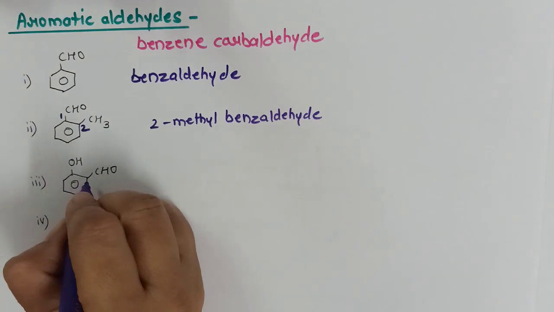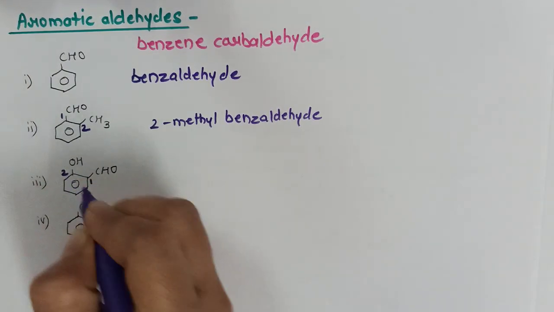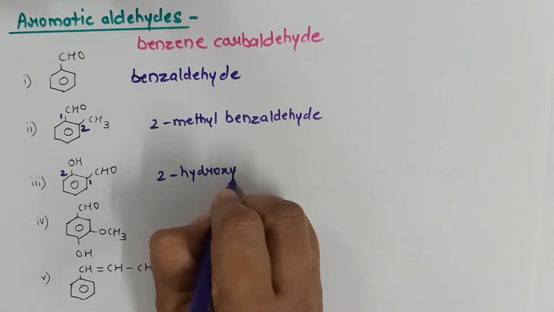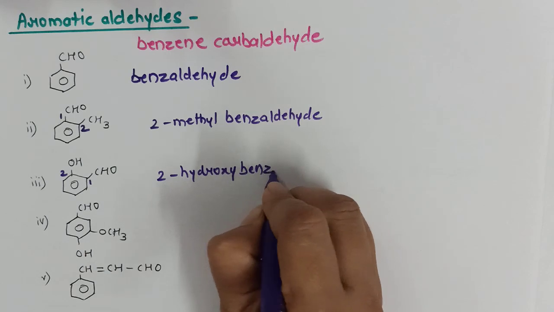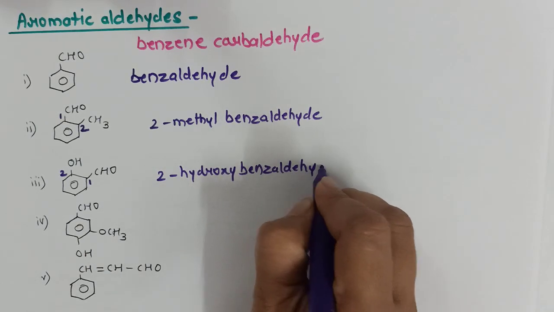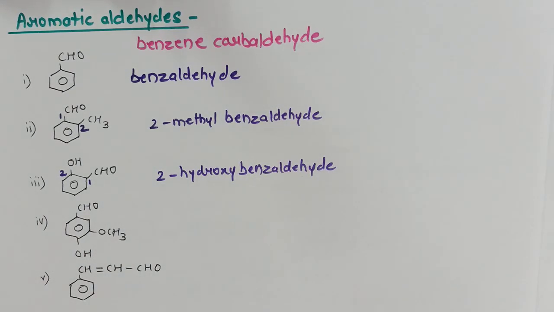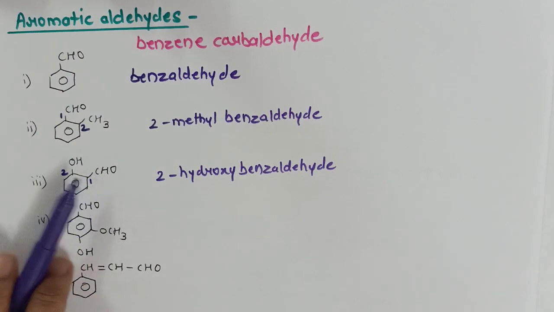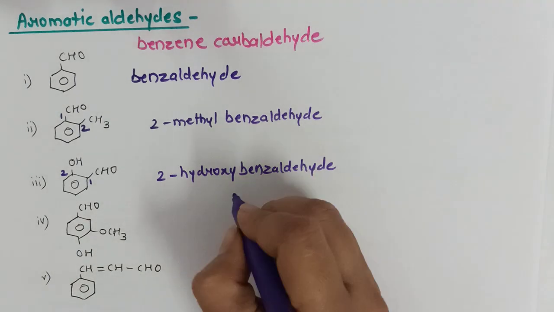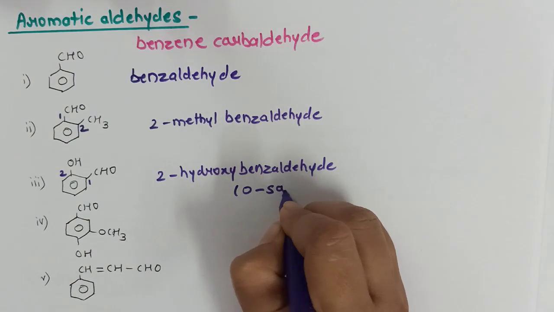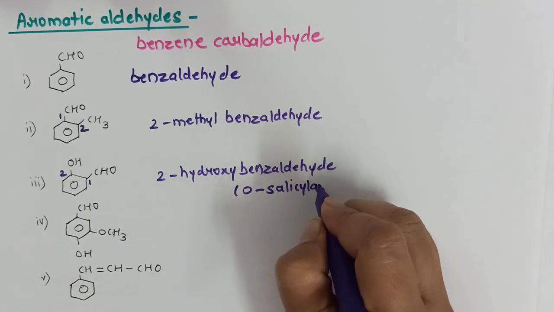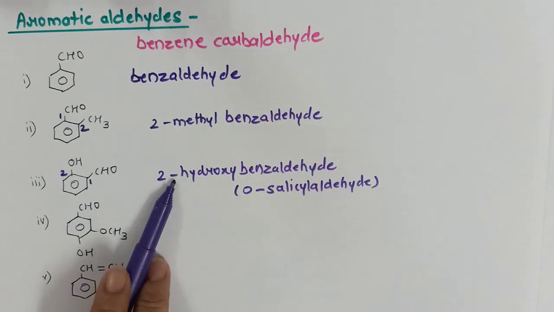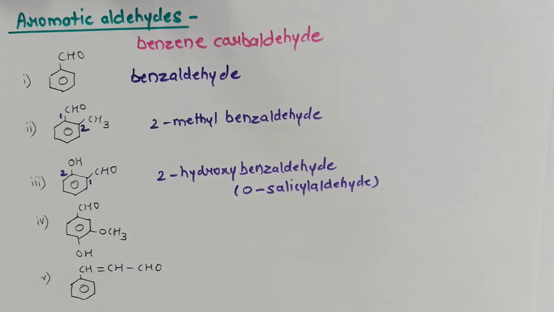The next one, numbering will be again from the CHO group. So this will be 2-hydroxybenzaldehyde. And in our last chapter, alcohol and phenol, we have seen that when hydroxy and CHO groups are in ortho position to each other, we call it ortho-salicylaldehyde. So the IUPAC name or the common name, both are valid.